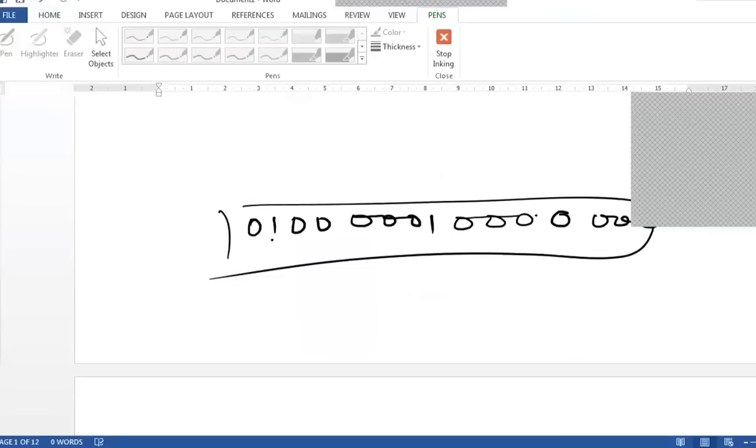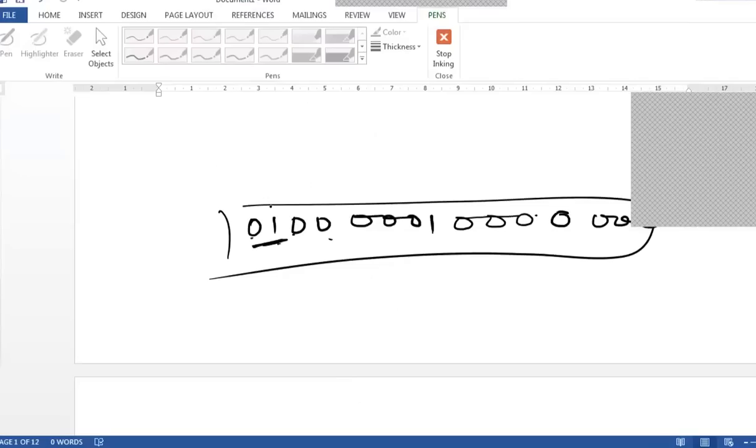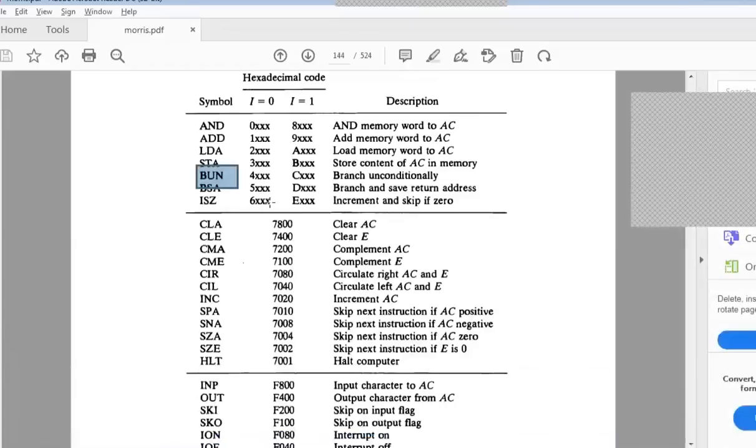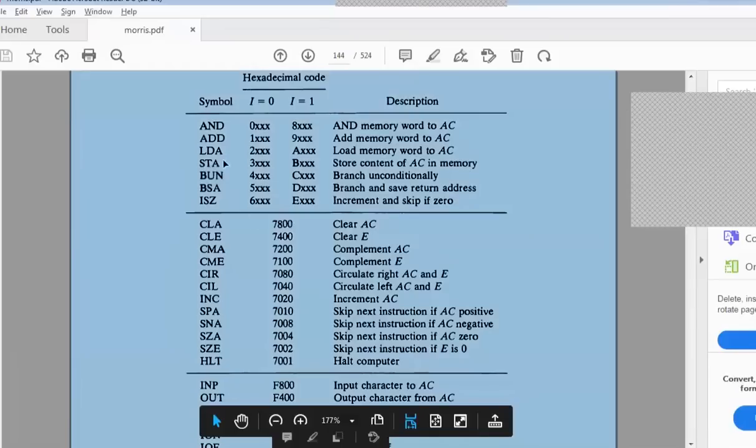You should be knowing that here 0, 1, 100 is what? 4. 4 means this is a branch unconditional instruction. Okay, so you should remember this. Category you will remember through logic. If it starts with 7, it is register reference, 0 to 6 or 8 to E, memory reference.